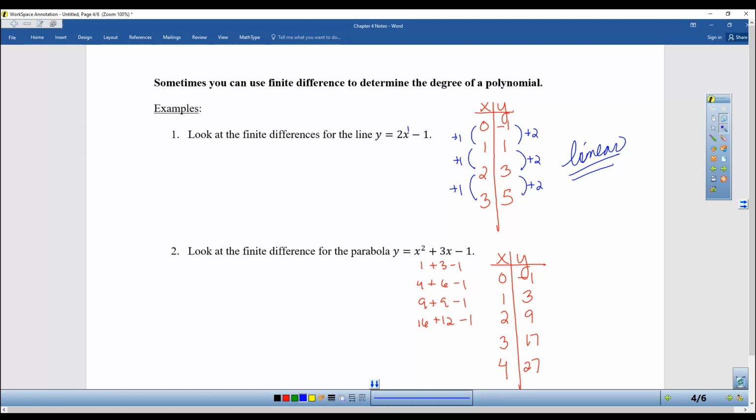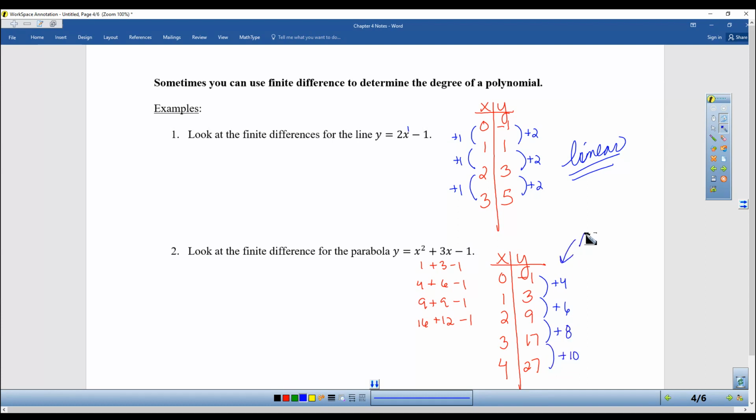So I go to look for my finite differences, and I see that I have to add 4 to get from one number to the next. But then I have to add 6. And then I have to add 8. And then I have to add 10.